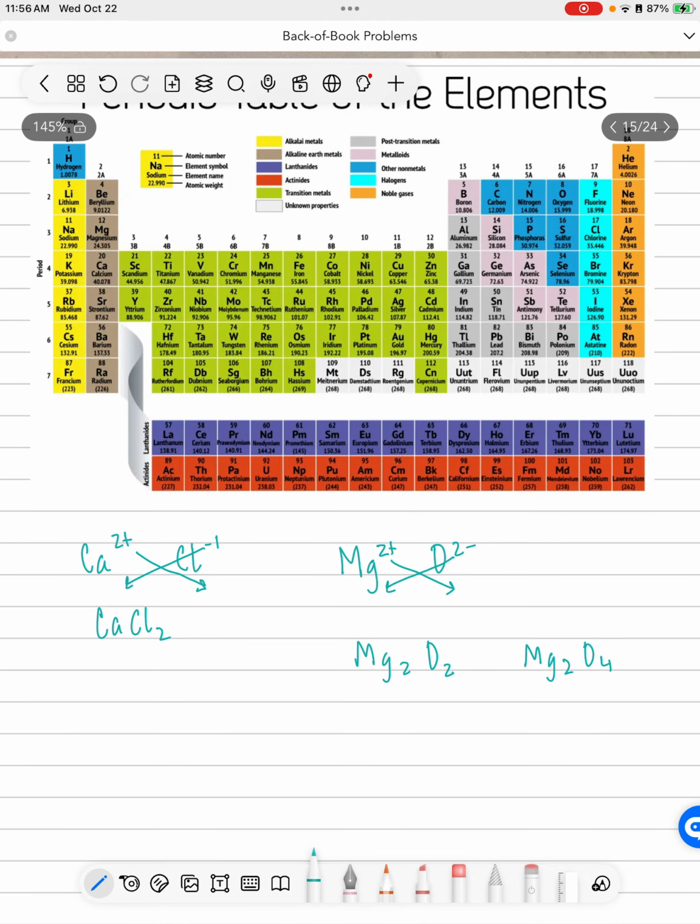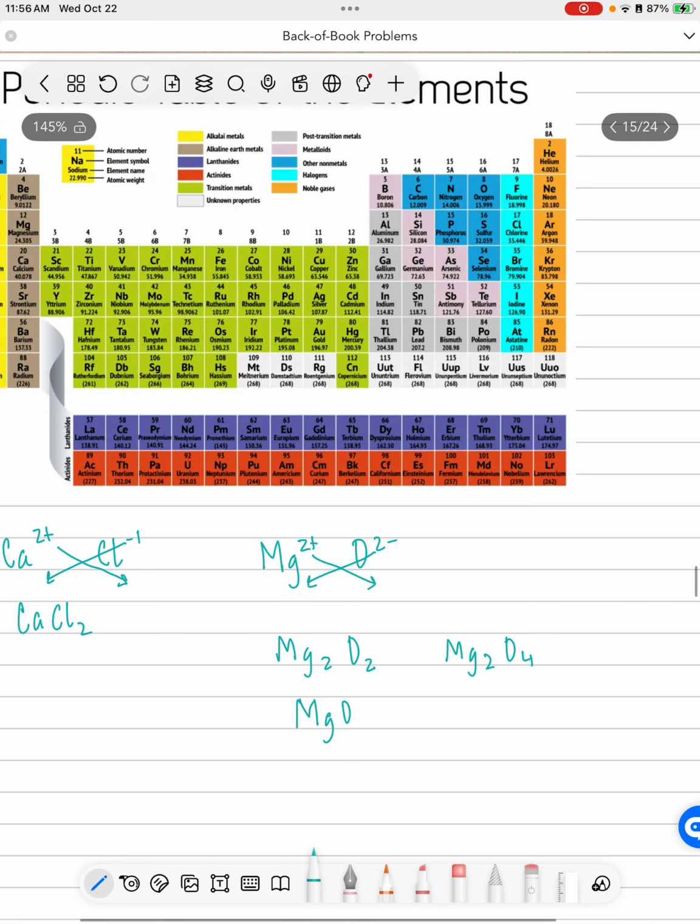We can make that smaller. We can reduce that, right? So since we have magnesium 2, oxygen 2, we can just say it's a 1-to-1 ratio. And again, this would never happen, but if it did, then we would say we had 1 magnesium for every 2 oxygens.